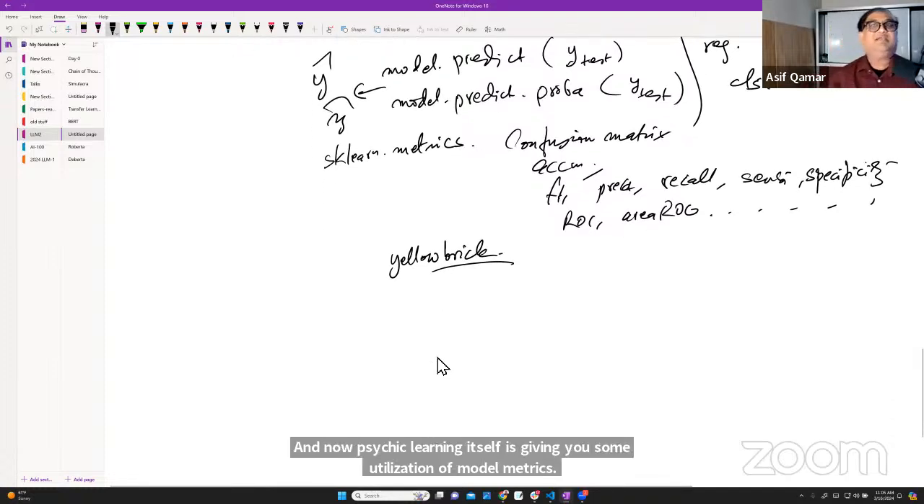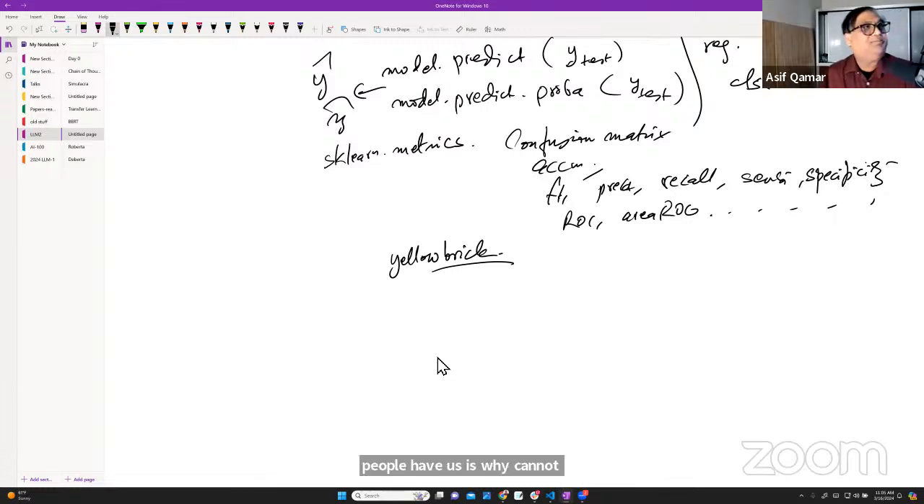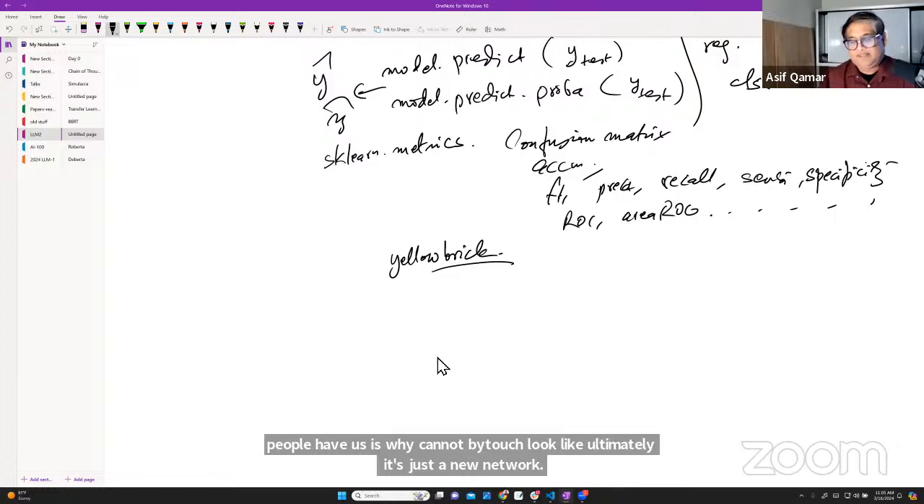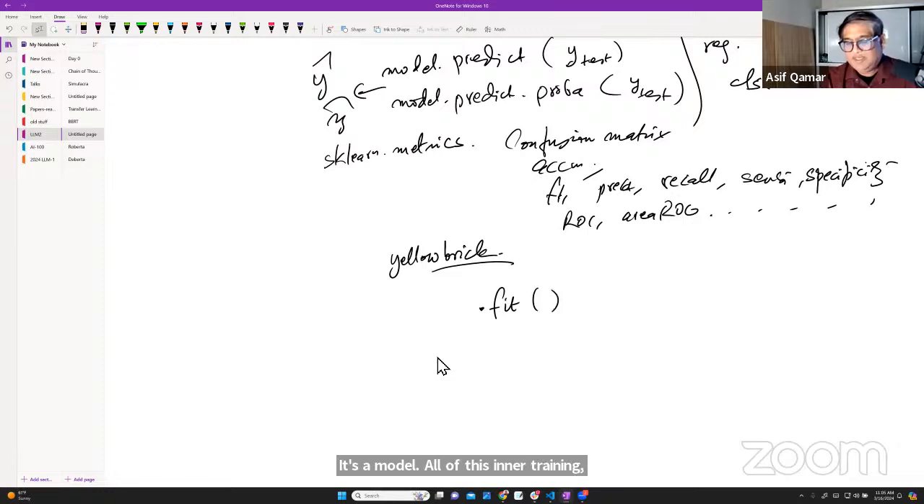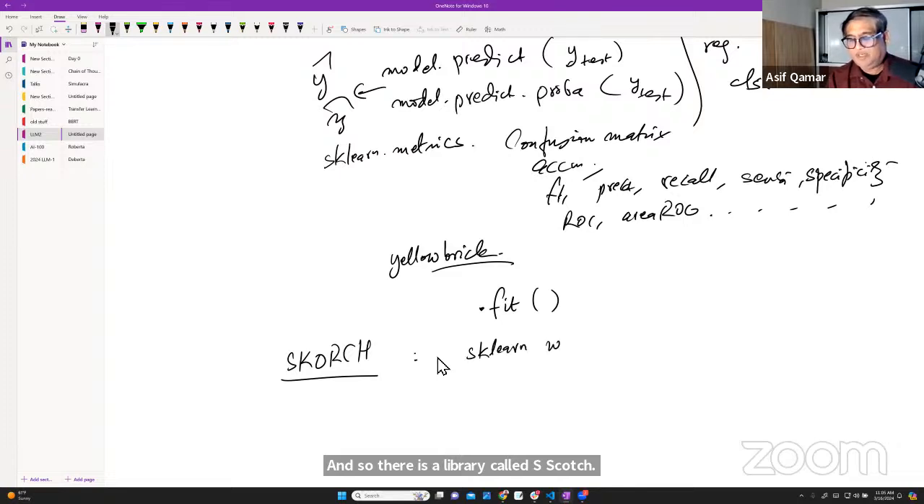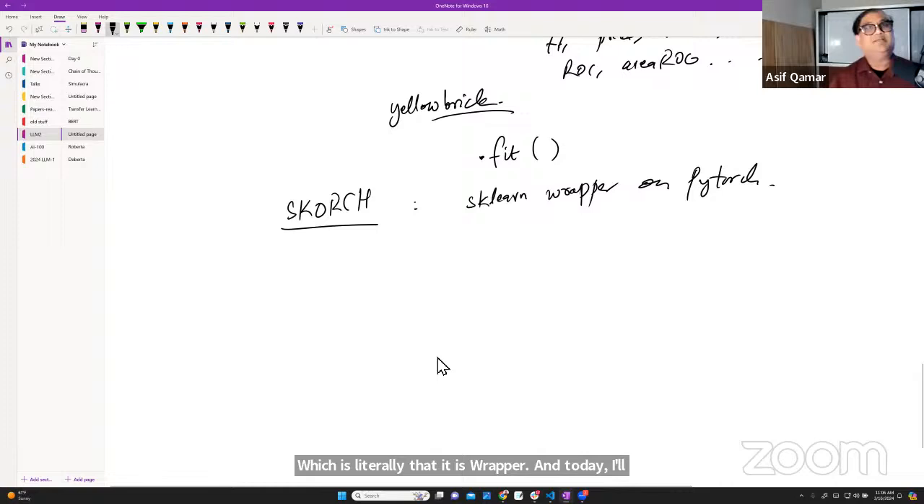And the one question that people have asked is, why can't PyTorch look like this? Ultimately, it's just a neural network. It's a model. All of this inner training, etc., why can it not all be subsumed in the fit method? And so there is a library called Skorch, which is literally that. It is a sklearn wrapper on PyTorch. And today, I'll take that as an illustration to show you a couple of examples using Skorch, because it should put you back into familiar territory. There's another library that does a very good job. It is PyTorch Lightning.